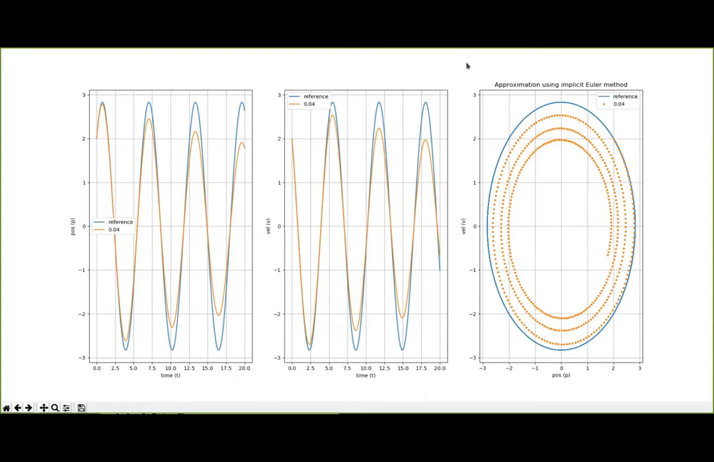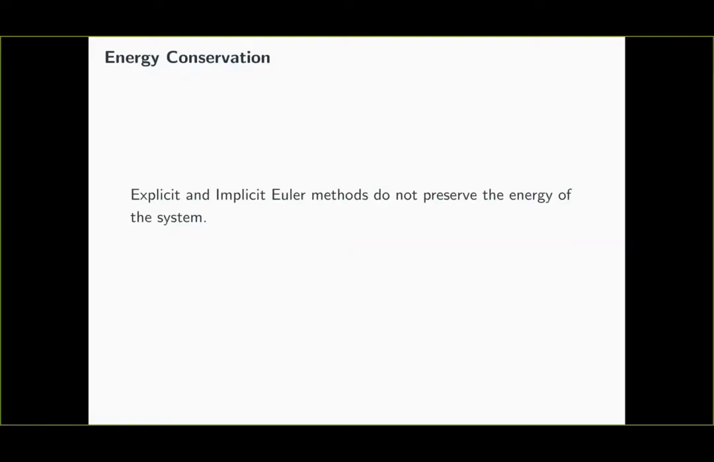So to summarize, both the explicit and the implicit Euler methods suffer from non-preservation of energy. So that doesn't look too good. The explicit and the implicit Euler methods do not preserve the energy of the system. So what are the remedies against that?